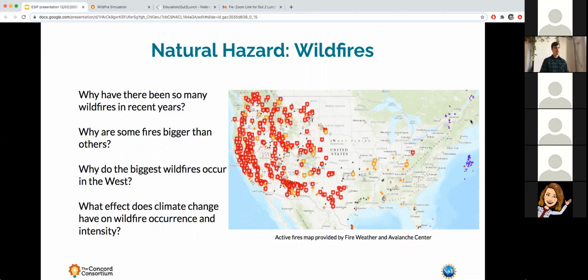Why have there been so many wildfires in recent years? Why are some fires bigger than others? Why do the biggest wildfires and the most frequent wildfires seem to occur in the Western United States? And what effect, if any, does climate change have on wildfire occurrence and intensity? These are all questions that we pose to students in the module, and we hope that the model and the curriculum module that comes with it allow them to investigate, observe, and answer these questions.